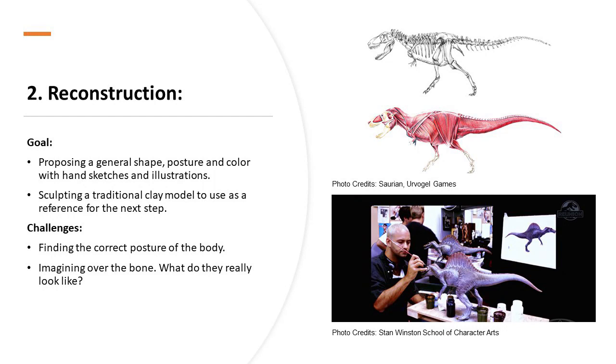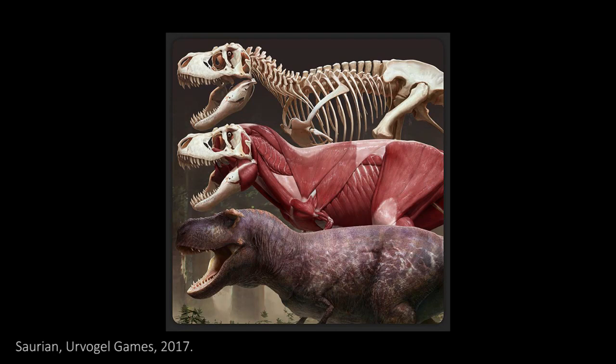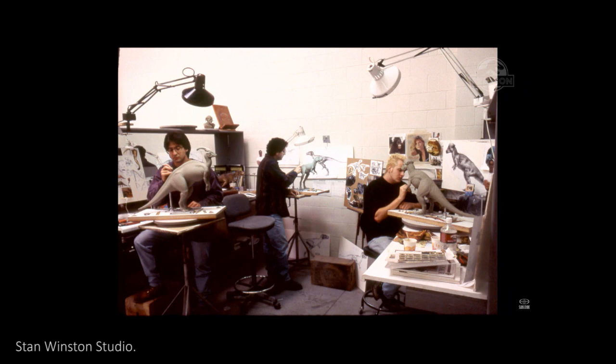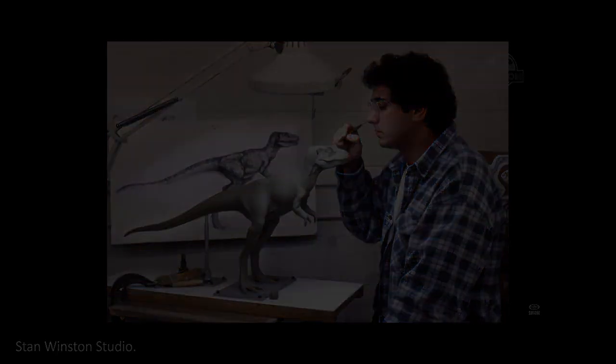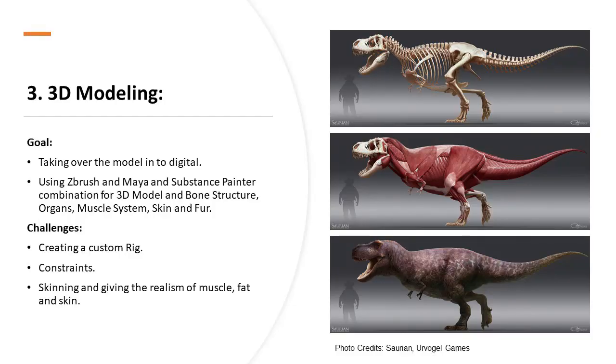Based on the most current information, I will try to complete the bones and propose the general shape, posture, and color by hand sketches and illustrations. I will finalize the reconstruction part by sculpting a traditional clay model to use as a reference for the next step. I am planning to use a ZBrush, Maya, and Substance Painter combination for the 3D model, and I will give the feeling of muscle, fat, and skin by creating my own custom rig.